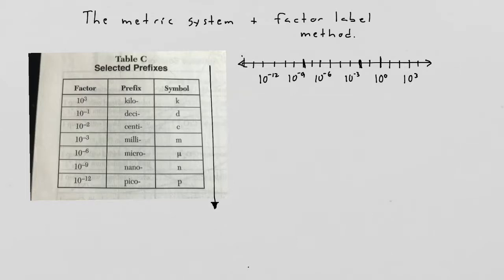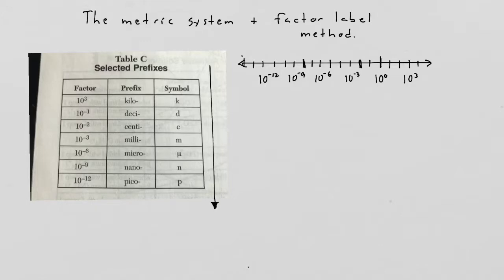So this video is on the factor label method and the metric system. The factor label method is a way of converting between units within the metric system. It is the method I expect you to use because it is the method that will be used in all subsequent courses as well as my course this year.